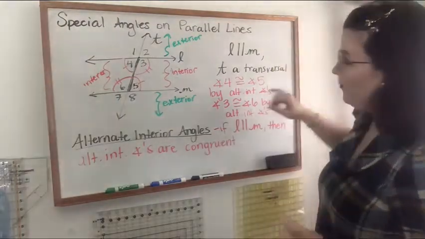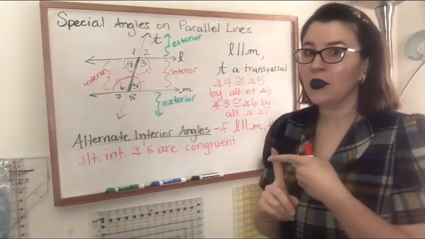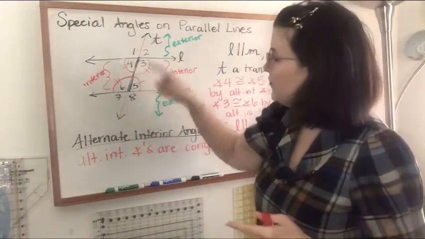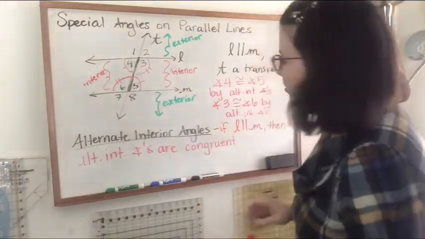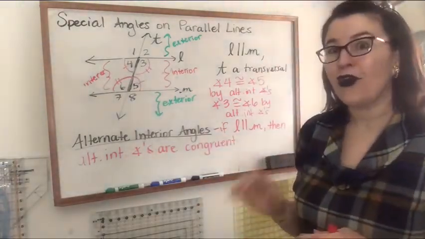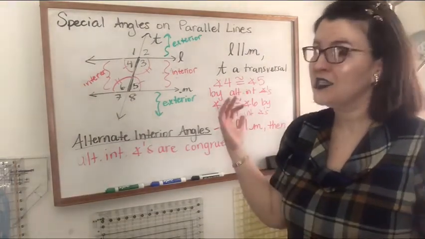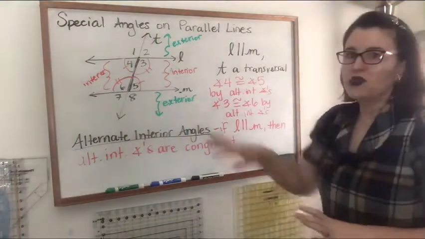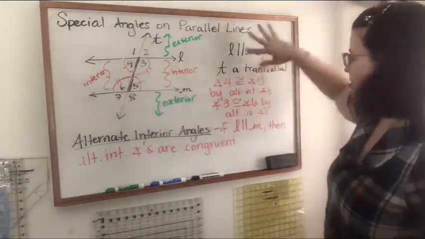Okay, so those are alternate interior. Alternate interior are only ever on the interior, and they are across the transversal diagonally from each other. Okay, so that's alternate interior. The next we're going to talk about are alternate exterior, which have that same sort of idea, except they have to be exterior from each other. All right, so I'm going to leave the markings of interior, exterior. I'm going to leave the congruences, but I'm going to erase all this other junk.